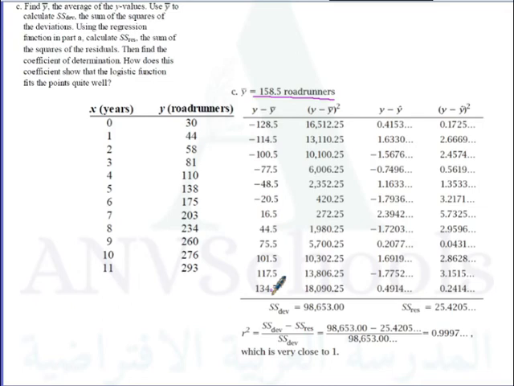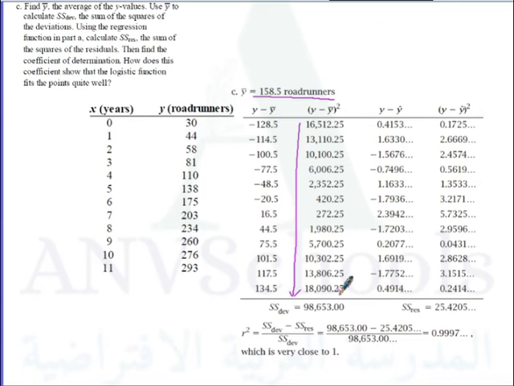Now the squares of the deviation from the mean would be this. So just square this. It will be positive, so 16,512.25. Go down until 134.5 squared. That's 18,090.25.